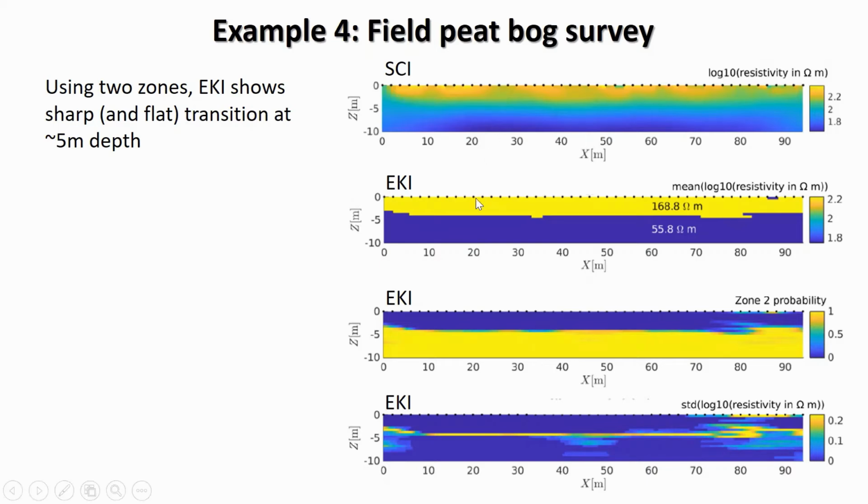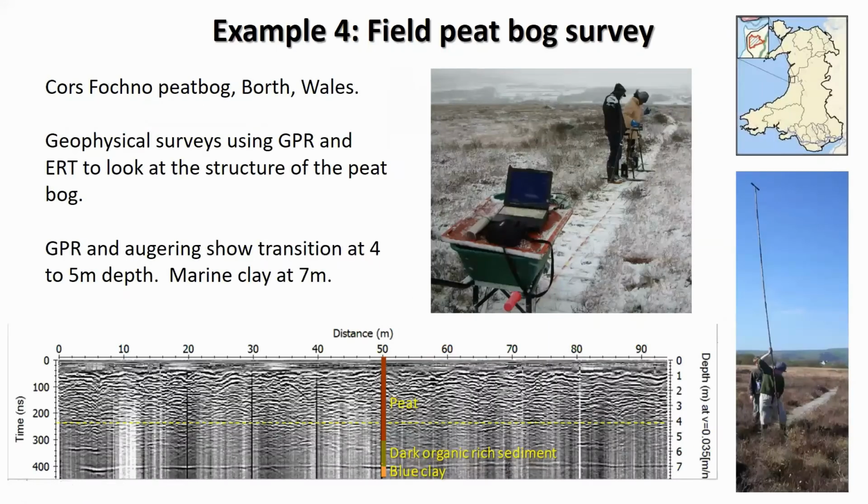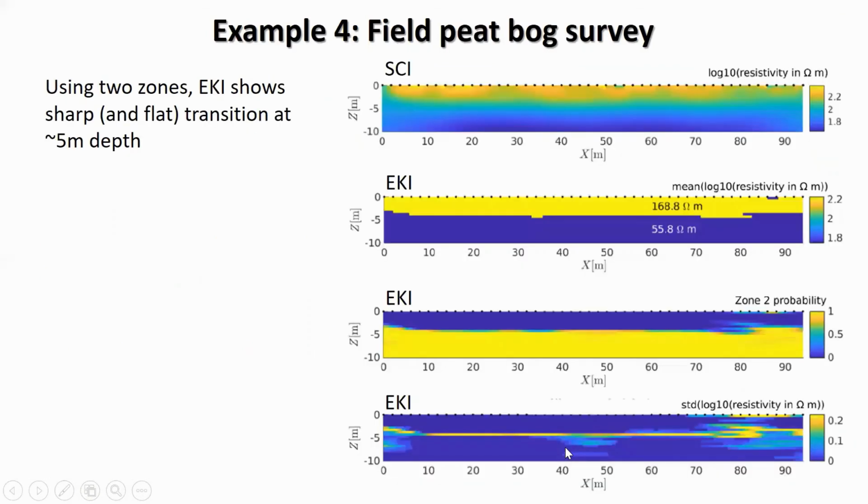When we run the ensemble Kalman inversion, we get this sharp contrast, and that occurs around about 5 meters depth. If we go back and look at our GPR profile, then that seems to coincide with the bottom of the peat layer. So it's consistent with our GPR and our auger survey. We cannot differentiate between this organic rich and the blue clay layer, but what we can do is differentiate between the peat and the horizon beneath.